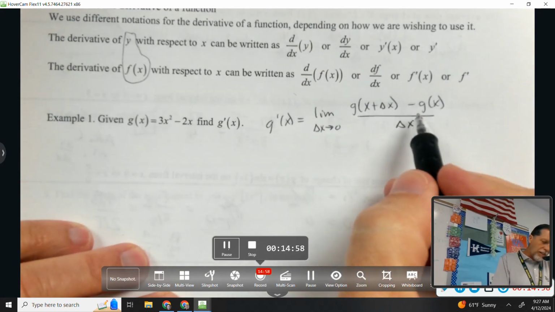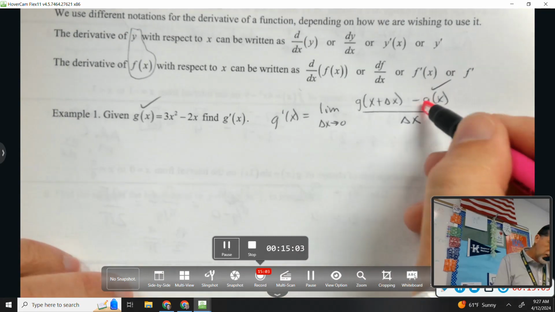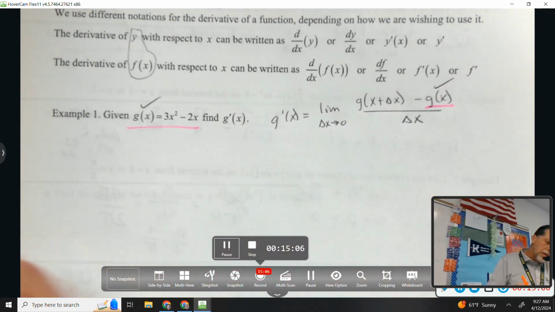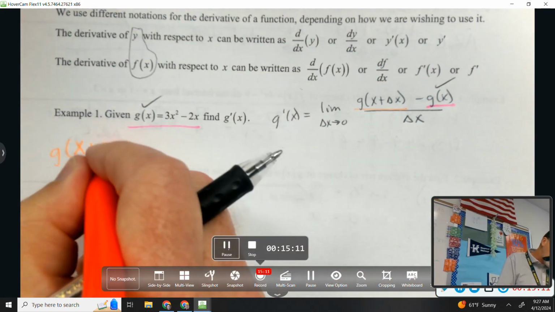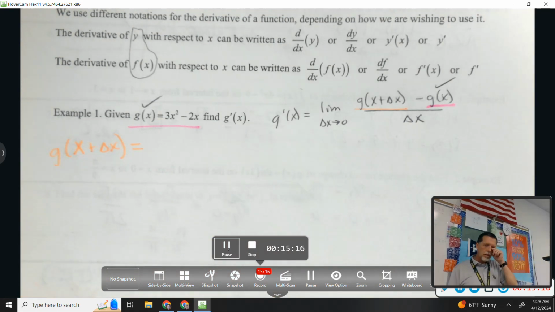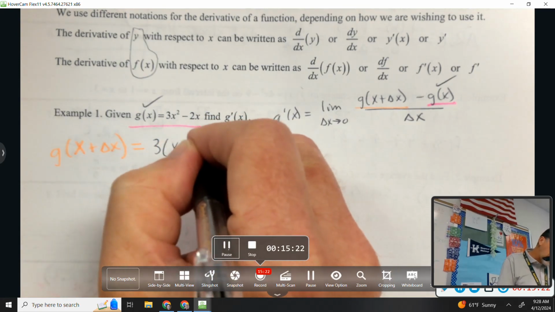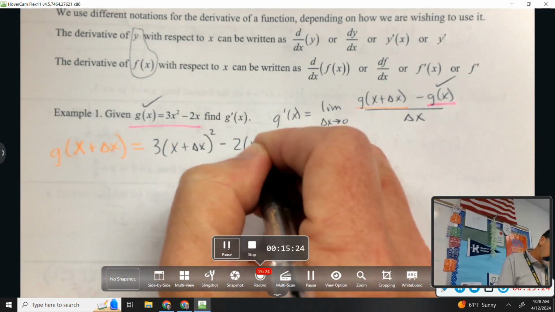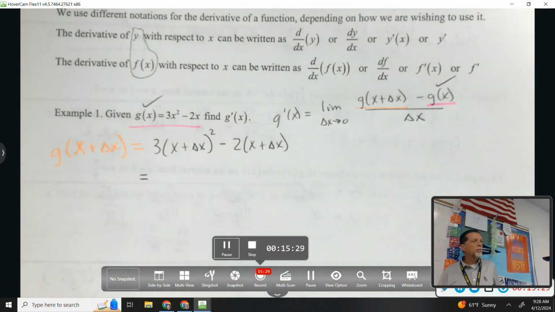Okay, so I have a g of x I know. I got that. They gave me that. Check, check. G of x right there. But I need to find g of x plus delta x. So that means in place of x goes x plus delta x. And that's why there's a third of a page there, because there's some algebra to be done here. It's got to FOIL and distribute and subtract like terms, all those things.